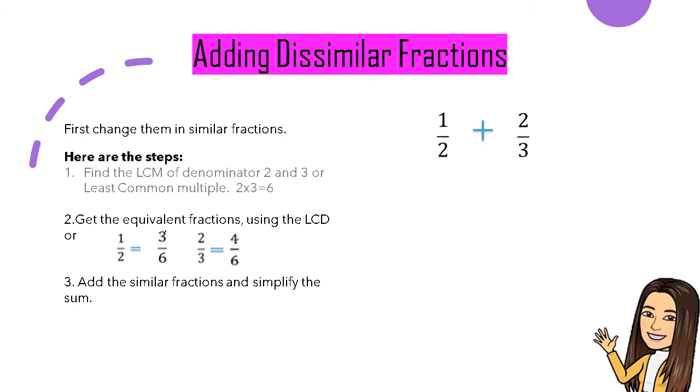Let's go to step 3. Add the similar fractions and simplify the sum. 3/6 plus 4/6 equals 7/6. 7/6 is not yet the simplest form, so let's simplify. That is 1 and 1/6.